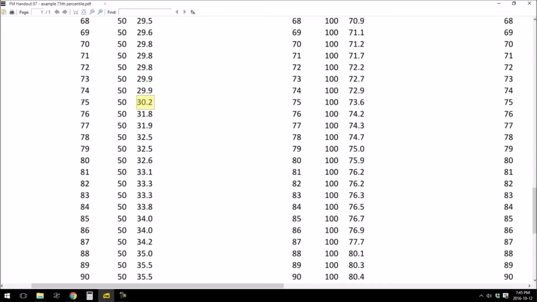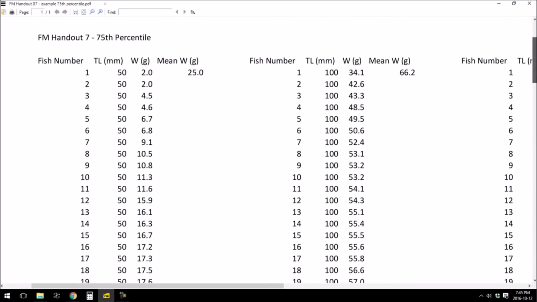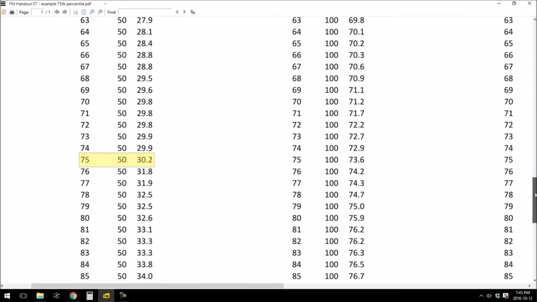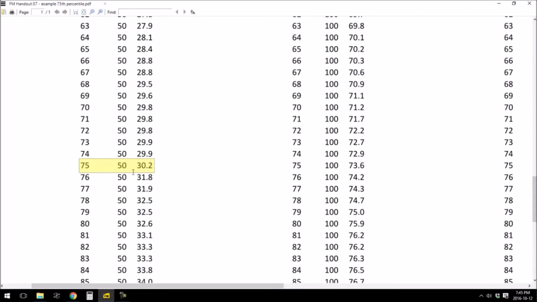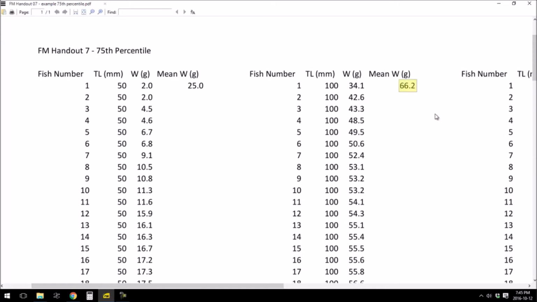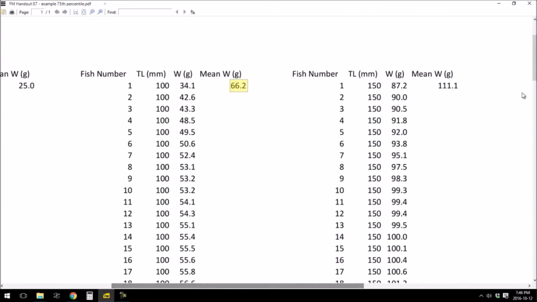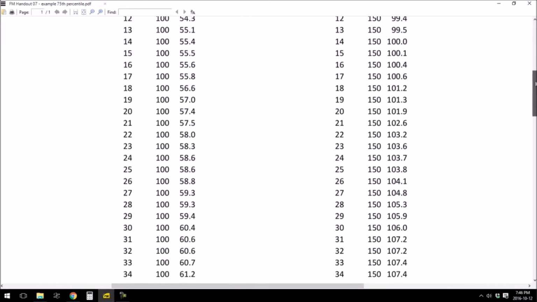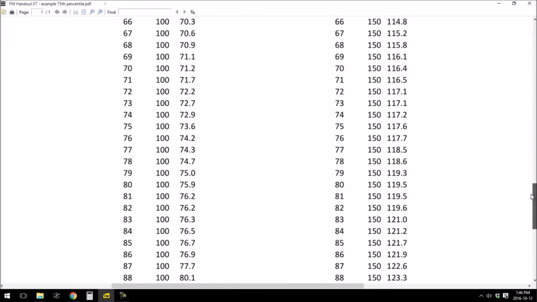That's the 75th percentile for the 50 millimeter fish. And you see that that's greater than average. So again, this is a fish that is relatively healthy. Well, we can continue that logic with the other columns. If we look at the 100 millimeter fish, we've got all the possible weights. The 75th percentile weight for that length fish is 73.6, which is greater than the average of 66.2. And finally, if we look at the 150 millimeter fish, their average is 111 grams. The 75th percentile weight for that length is 117.